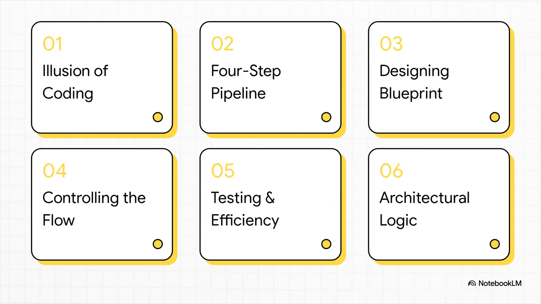So, here's our blueprint for this explainer. 1. The illusion of coding. 2. The four-step pipeline. 3. Designing the blueprint. 4. Controlling the flow. 5. Testing and efficiency. And finally, 6. The architectural discipline. Let's get right into it.